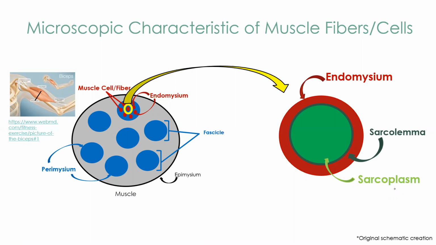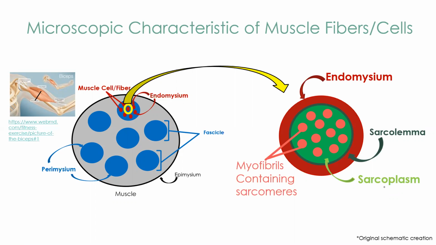Within the sarcoplasm, again, we're going to see even smaller subunits. Each one of these subunits is called a myofibril. Inside the myofibril is where contraction actually occurs. The myofibrils contain functional units called sarcomeres, and each one of these myofibrils is wrapped in the sarcoplasmic reticulum.